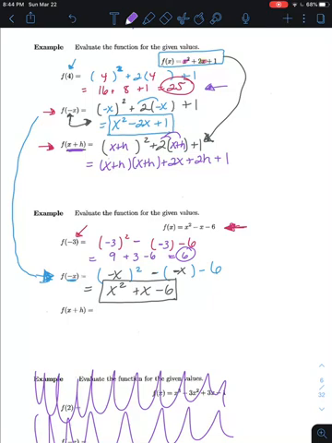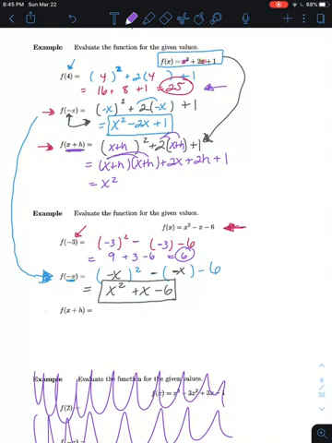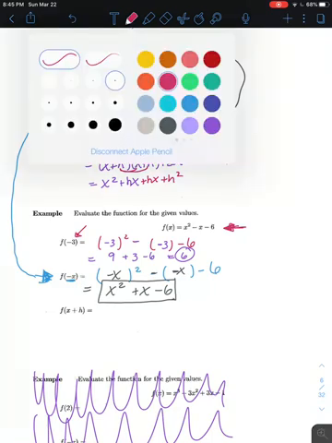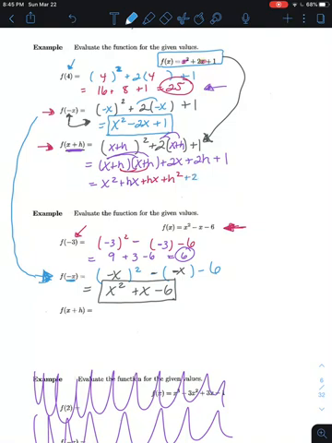Here, I'm going to use the FOIL method. x times x is x squared. And then x times h. Whenever you're multiplying variables, it's best to put them in alphabetical order. So when I do x times h, I'm going to write plus hx. Then I'm going to come back and multiply everything in the second parentheses times h. h times x, again, put them in alphabetical order, plus hx. And then h times h is h squared. And then you still have the stuff here beside it, which is plus 2x plus 2h plus 1.